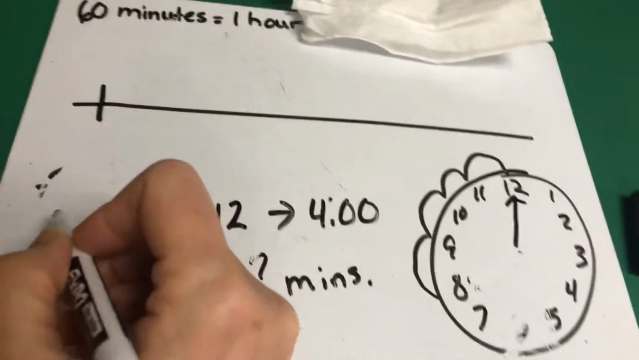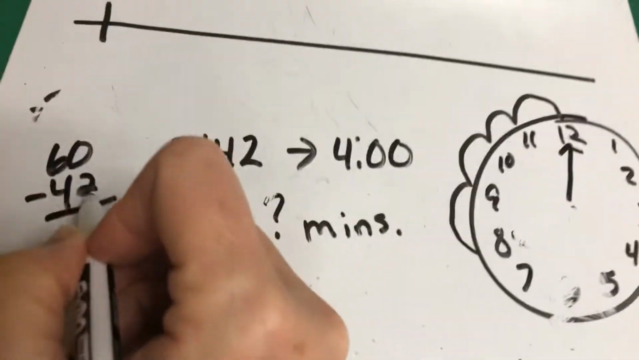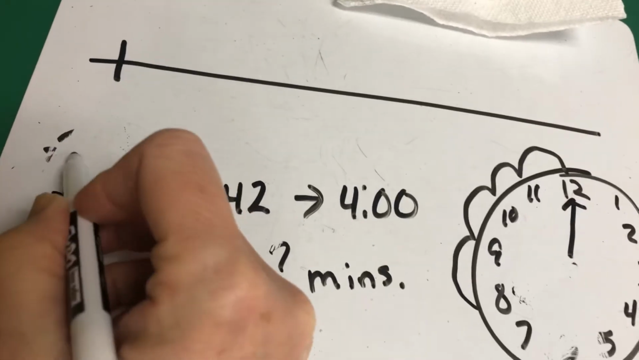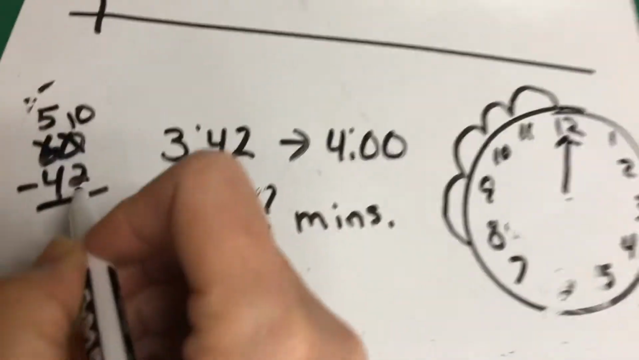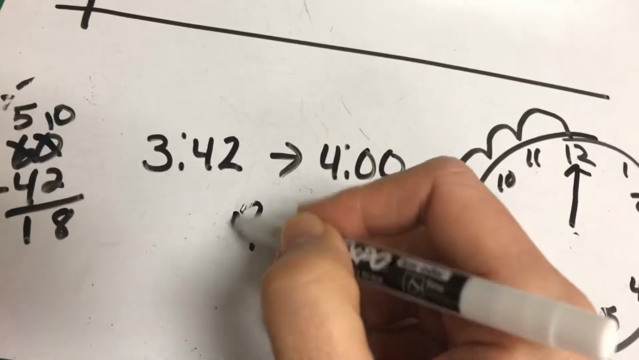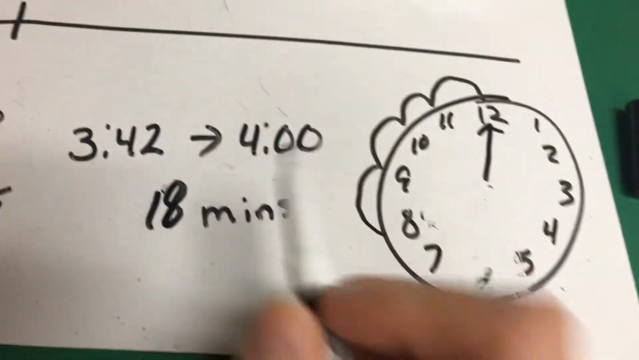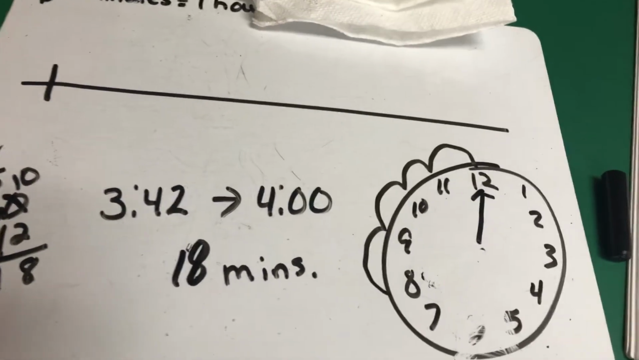So what would change if I said 3:42 to 4 o'clock? Well, my 60 minutes at 4 o'clock minus my 42 minutes, now I can't take the 2 from the 0, so I borrow from the 6, it becomes a 5. My 0 renamed 10. 10 minus 2 is 8. 5 minus 4 is 1. That's going to be 18 minutes. So from 3:42 to 4 o'clock is 18 minutes.